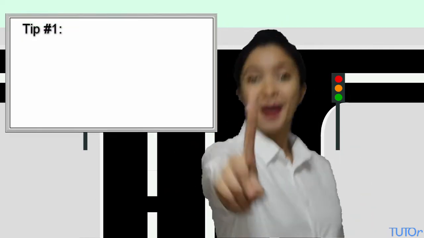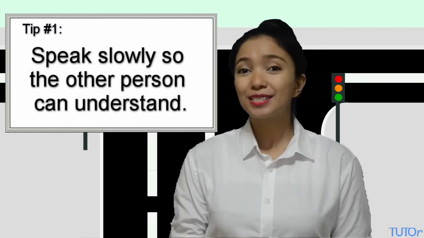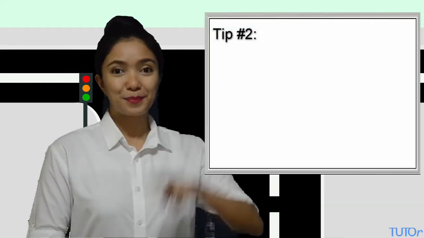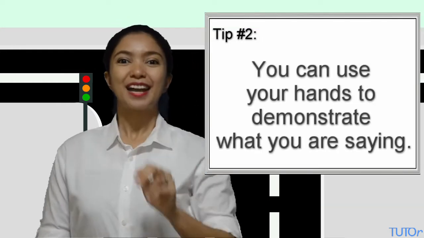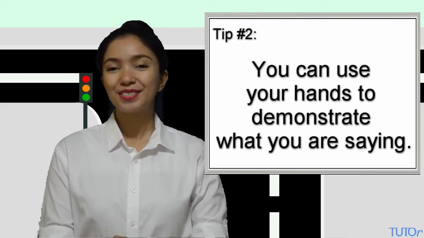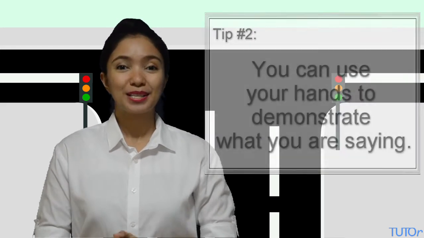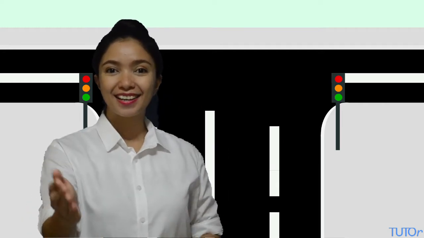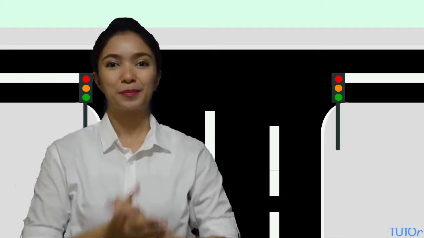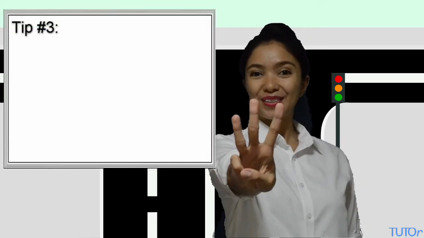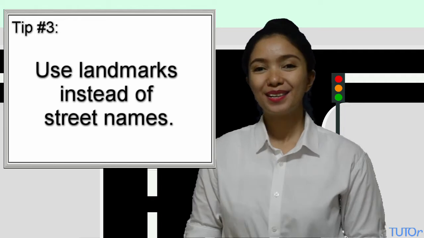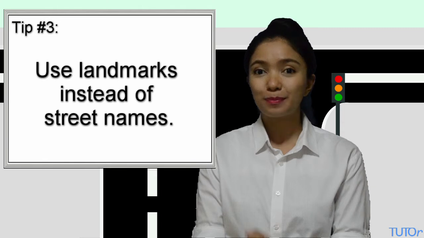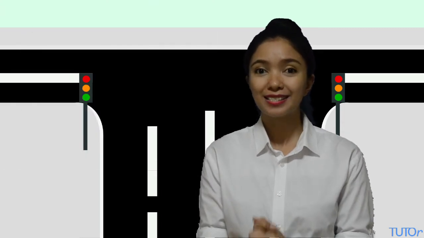Tip number 1. Speak slowly so the other person can understand. Tip number 2. You can use your hands to demonstrate what you are saying. For example, left, right, straight. Tip number 3. Consider using landmarks instead of street names since travelers may not be familiar with the streets in your city.